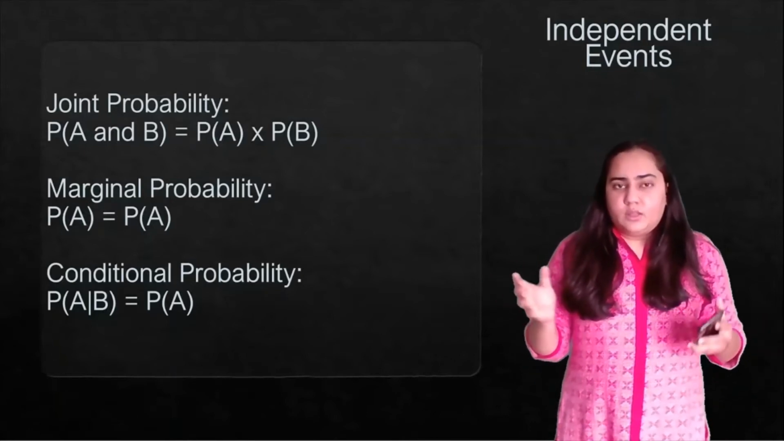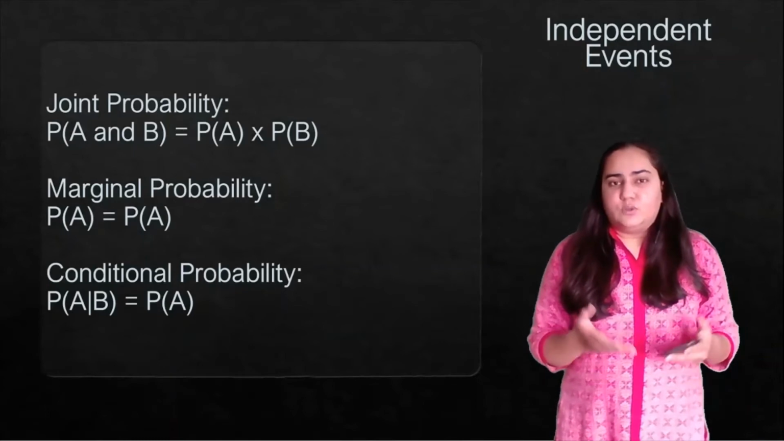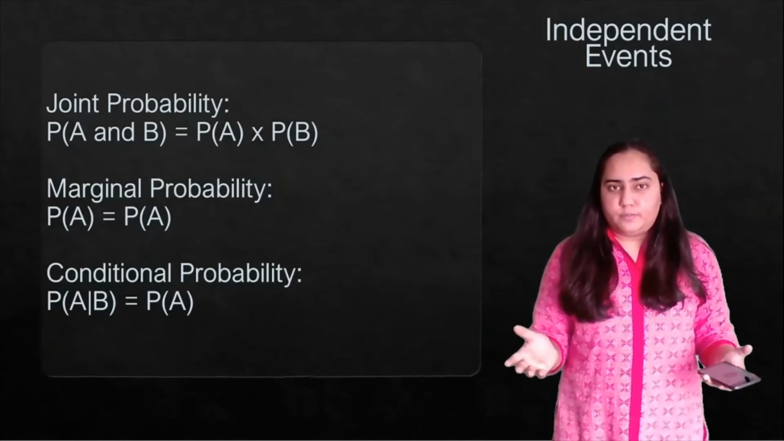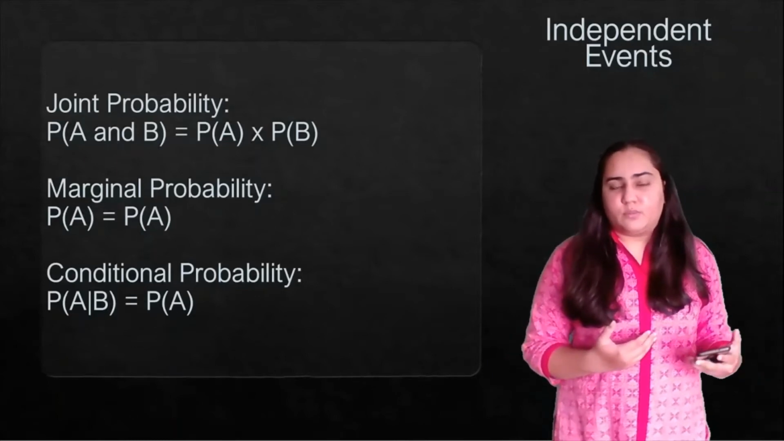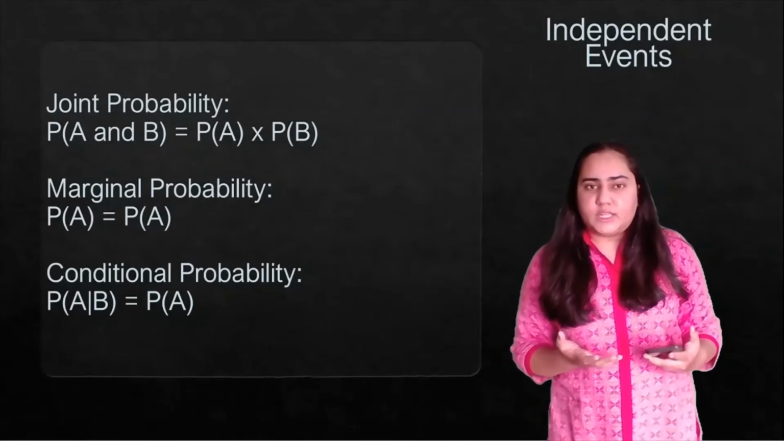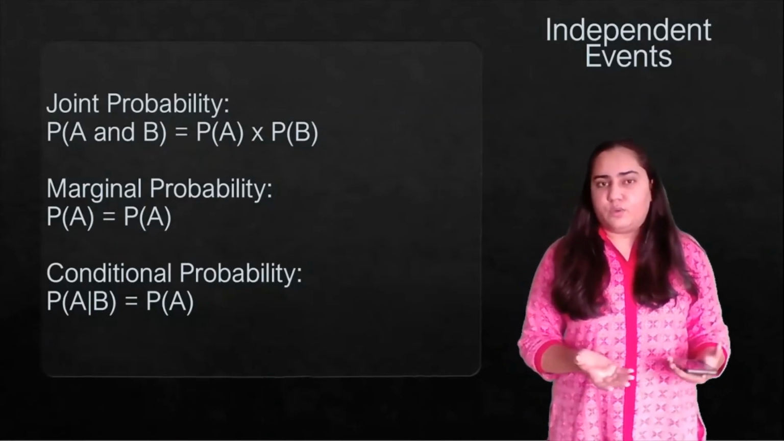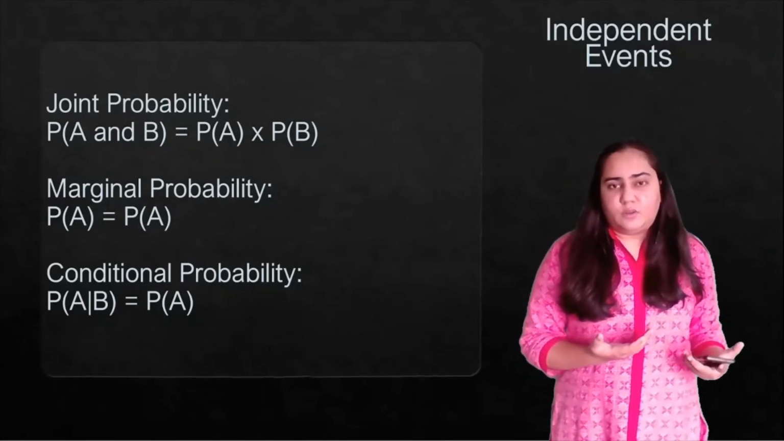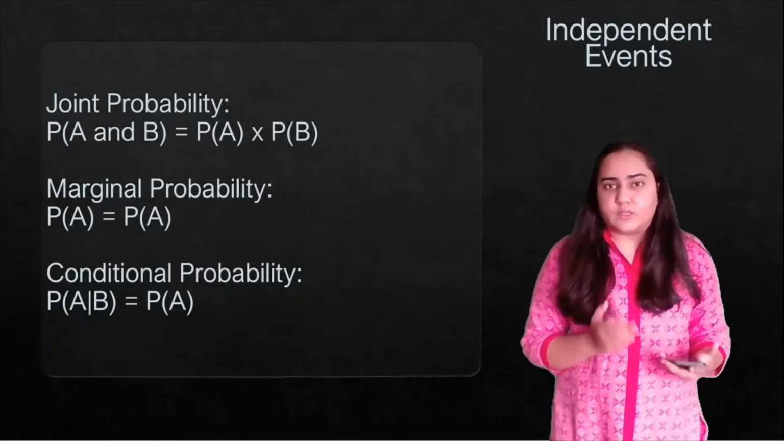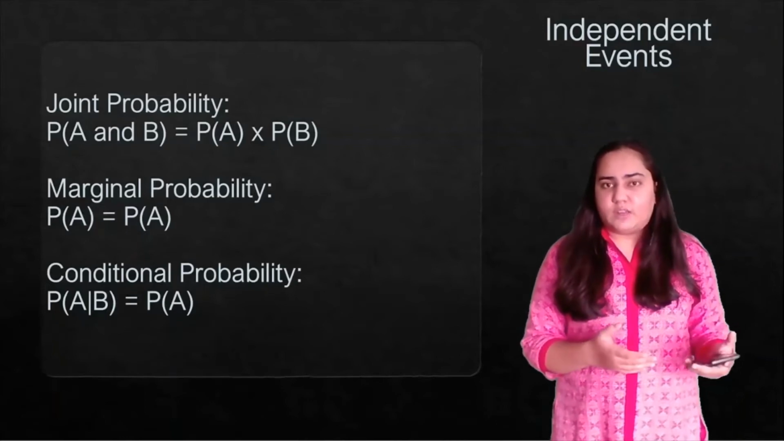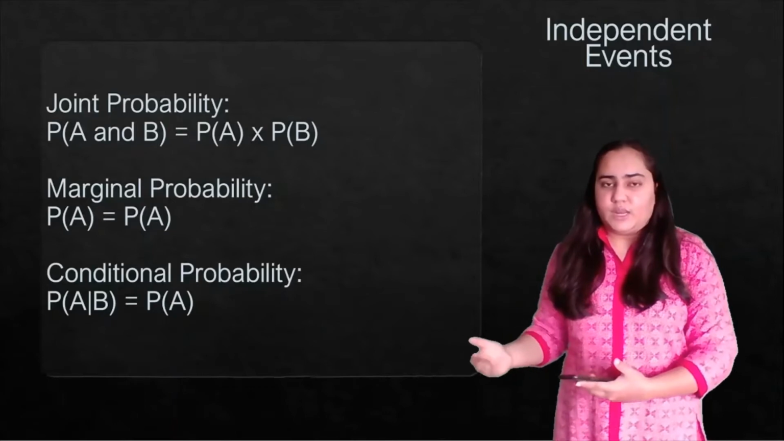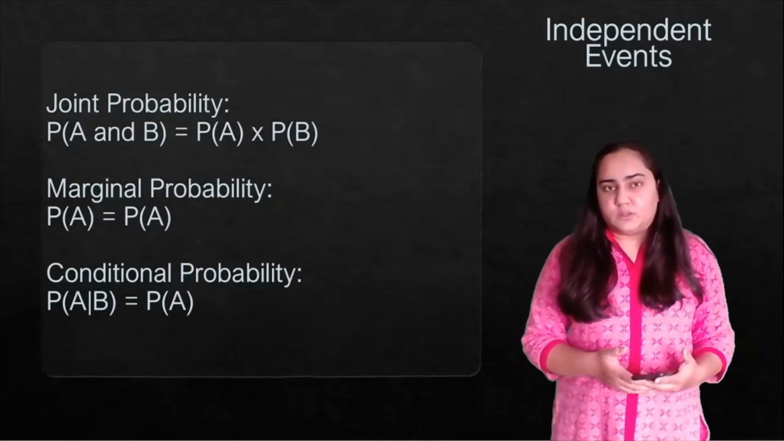Me carrying an umbrella is dependent on whether or not it's raining outside. Independent events are events that do not affect each other. So for example, if I'm going out, would I be taking my phone with me? That does not depend on whether it's raining outside or not, because I could carry my phone in my pocket. So these two events, me carrying my phone outside and whether it's raining outside, are independent events.